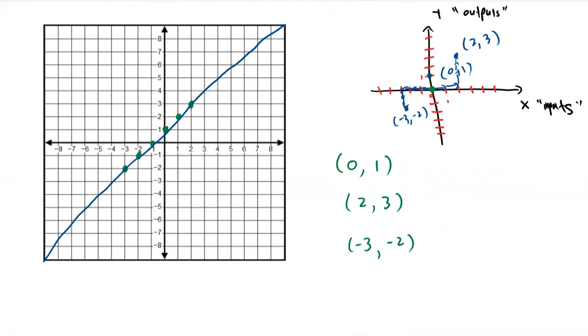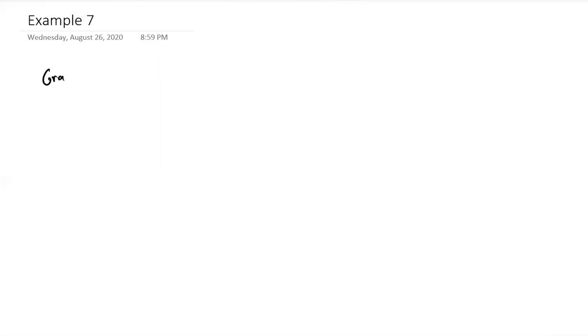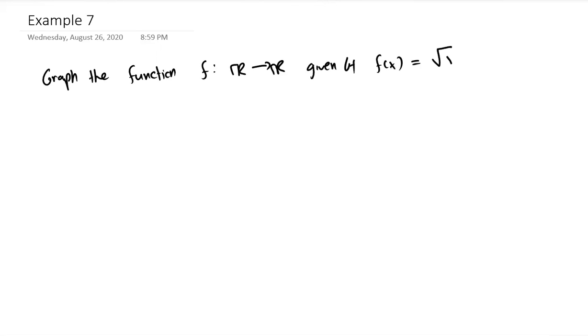So let's go to another page. Let's do example 7. In this case, we're going to do something very similar. What we want to do is graph. So let me write here. Graph the function f, and again, this is going to be mapping R to R, given by f of x equals the square root of x.